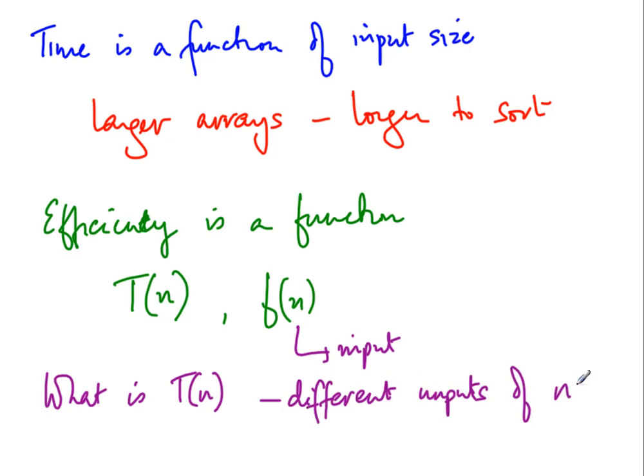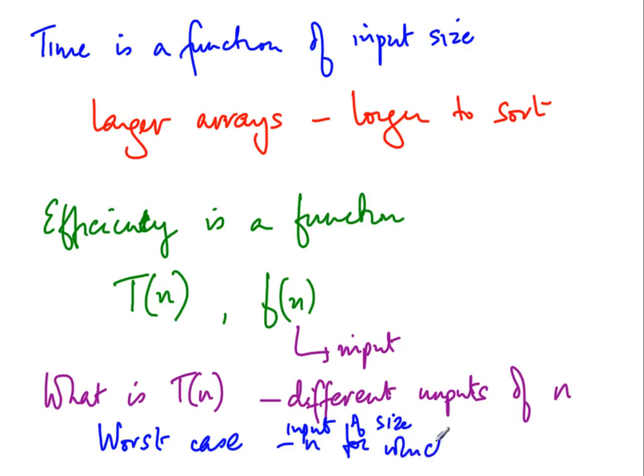For instance, if it is sorting, we might have some inputs which are completely sorted already, some inputs which are kind of jumbled up, we might have a random permutation. And it's not clear that a sorting algorithm will take the same amount of time for all of these. So usually, as we will see, we focus on what is called the worst case. That is, that input of size n for which the running time is longest.